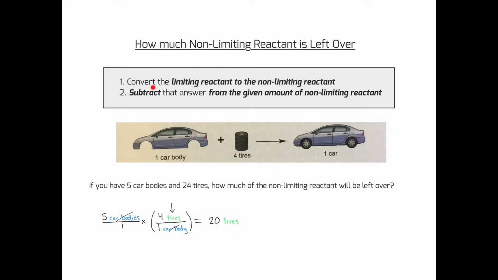So step 2 tells us to subtract this number from the given amount of non-limiting reactant. So the given amount of non-limiting reactant is our 24 tires, which means we need to subtract this from this. So we subtract 20 from 24, which tells us that there are 4 tires left over.